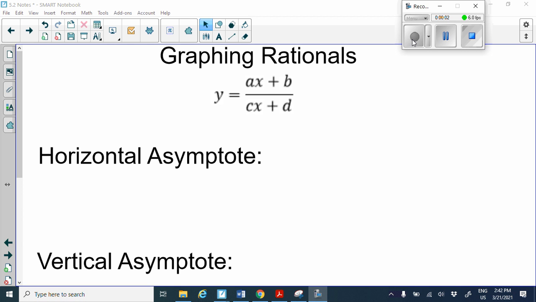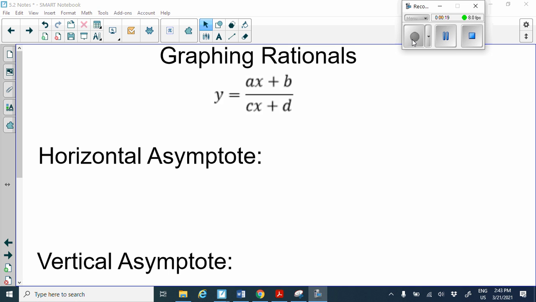Hey guys, here's part 3 of the 5.2 notes. We're going to continue to graph simple rational functions. Now, basically, we are kind of changing up. Our new form is y equals ax plus b over cx plus d. So you can see a rational function looking similar to that.